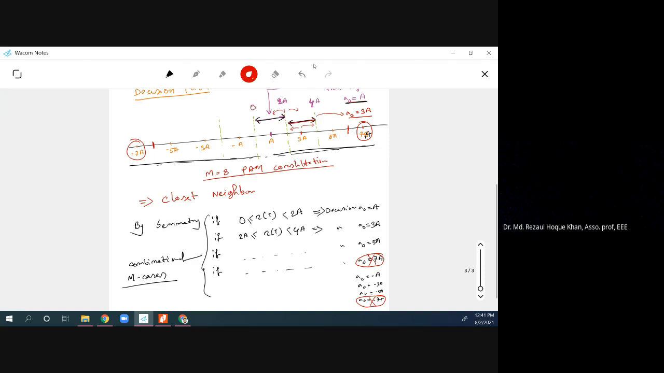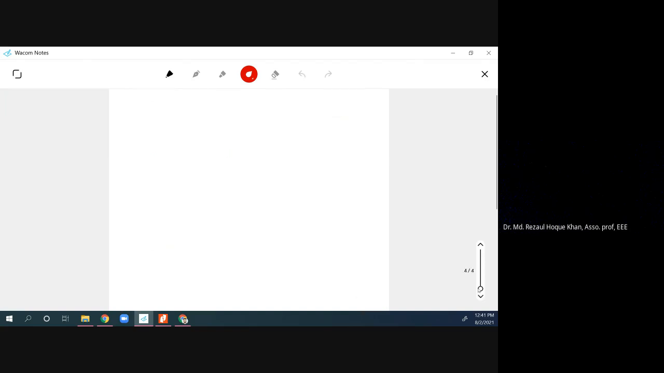For example, if RT is here, you have two neighbors, either 0 to twice A. This is not valid for the corner or end point, because they will have only one neighbor. So the decision rule will be different. We'll see how the decisions are different for corner points. Okay, let's draw for these endpoints again.